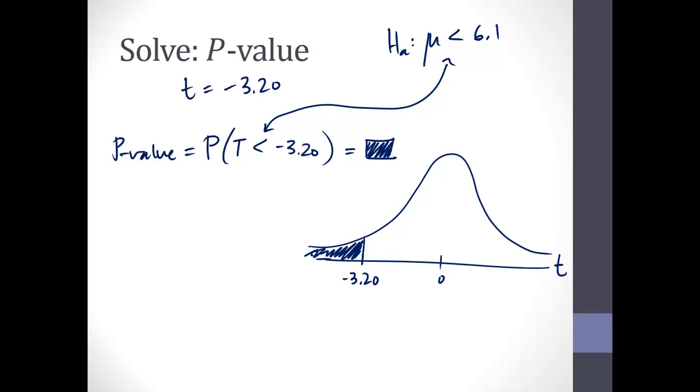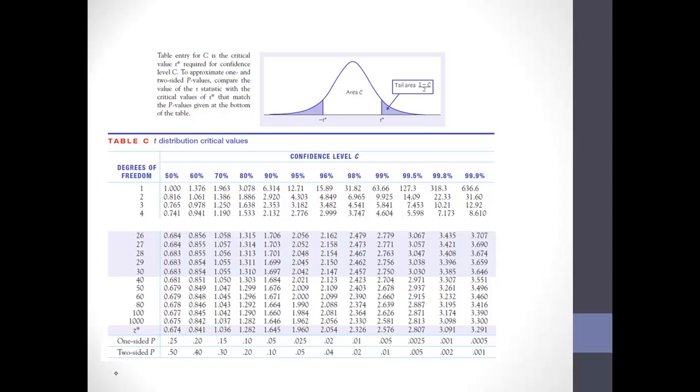So then how do I find what that area is? The way we can do this by hand is we're going to go back to table C. Table C, as I told you before, is a little bit easier for finding critical values. I think it's a little more difficult to find p-values, but we're going to show you how to do this anyway, and hopefully it'll start to make sense.